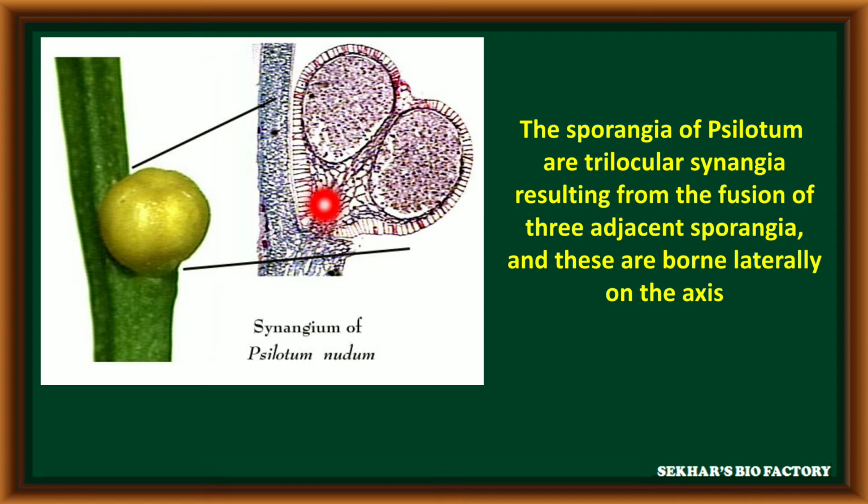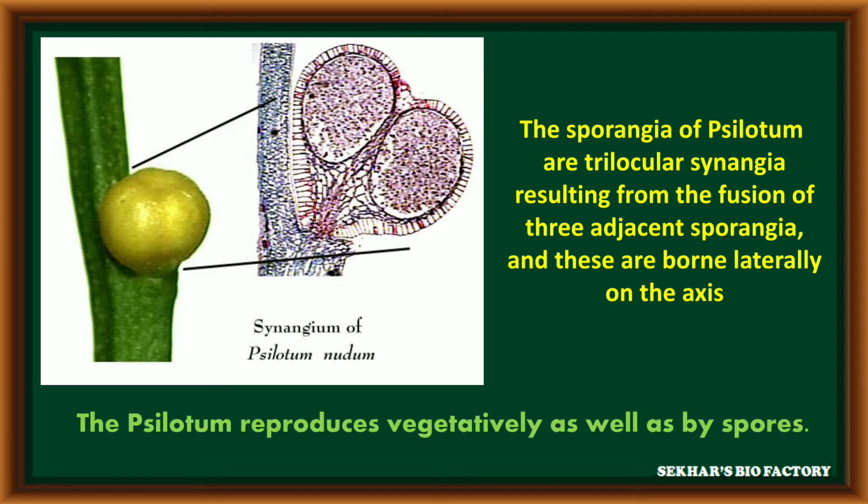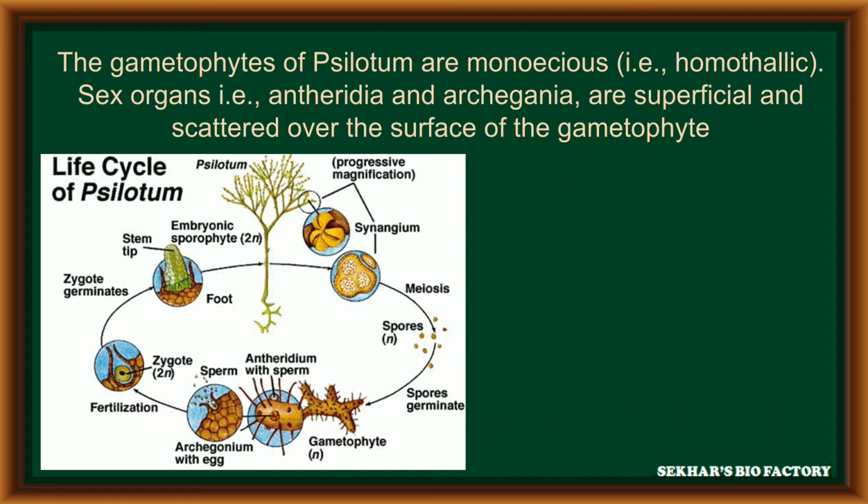The sporangia of Psilotum are trilocular synangia. This results from the fusion of three adjacent sporangia, and these are borne laterally on the axis. The sporangium of Psilotum is called a synangium. Psilotum reproduces vegetatively as well as by spores. These spores produce a gametophyte after germination.